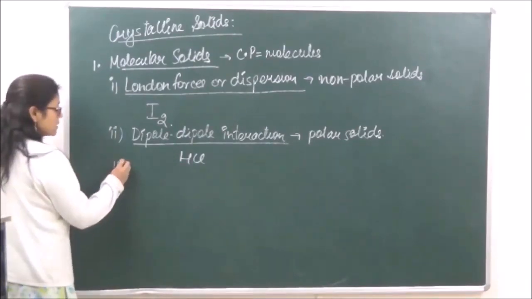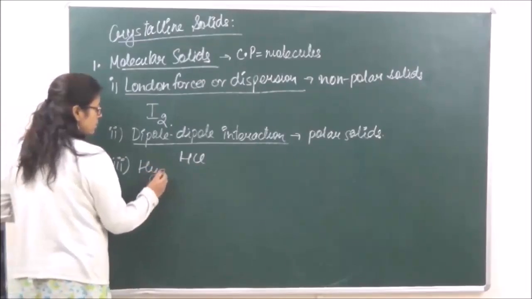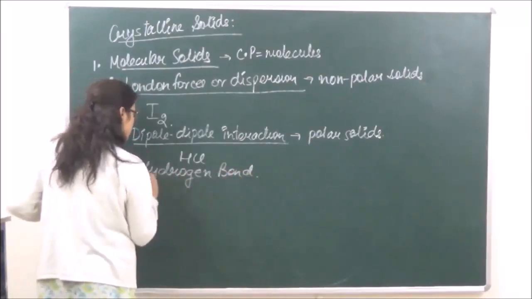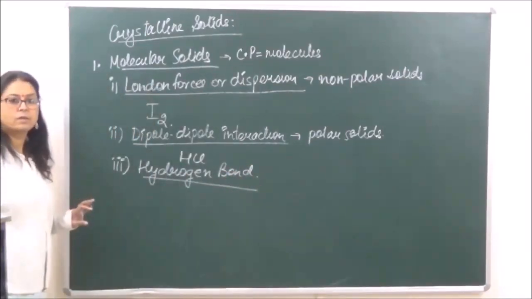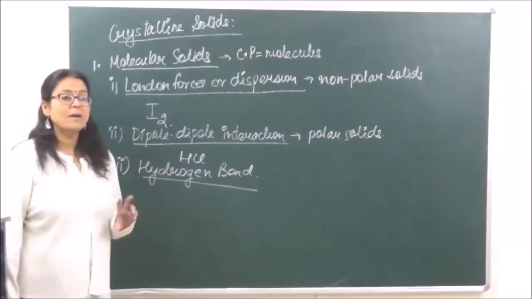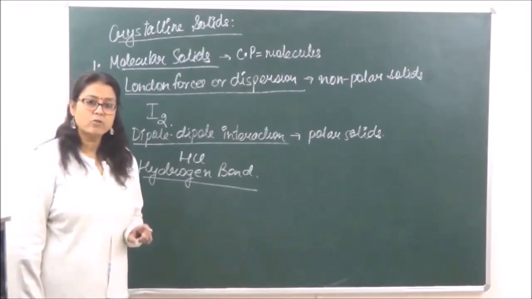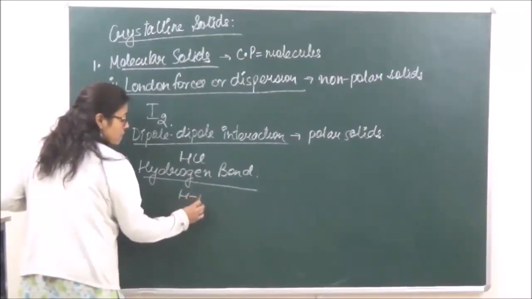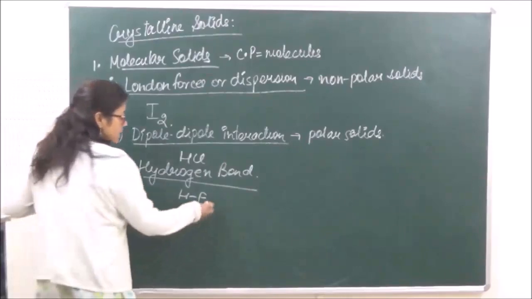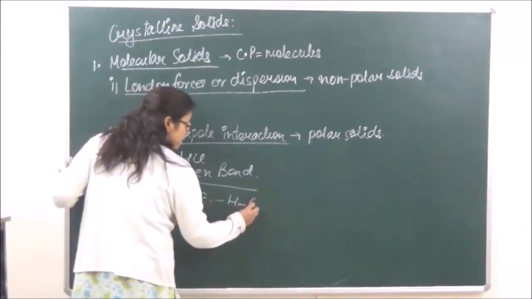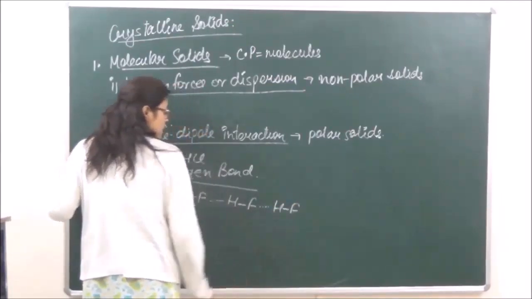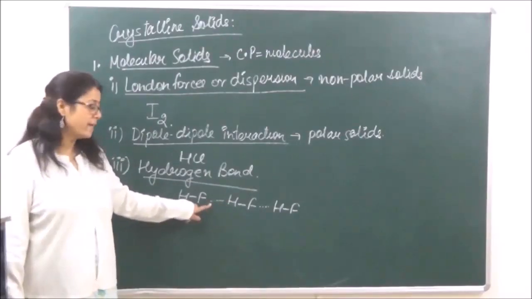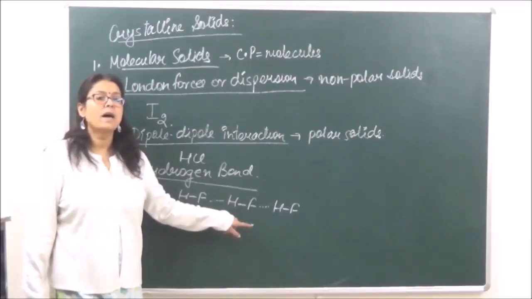The third type is hydrogen bond. You know that a hydrogen bond is the bond between hydrogen and a highly electronegative element. For example, we can take HF over here. You can see that there is a bond between fluorine and hydrogen. This dotted line shown here, and over here also, this is the hydrogen bond.